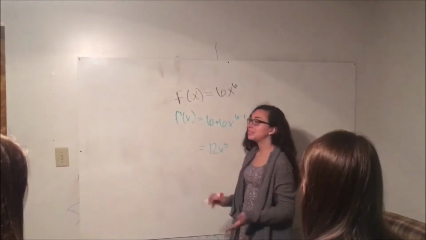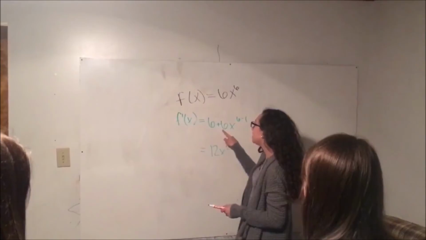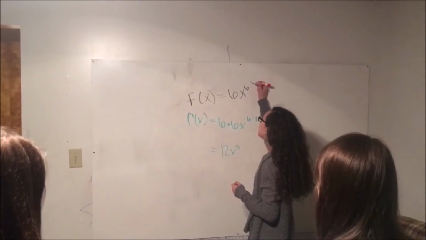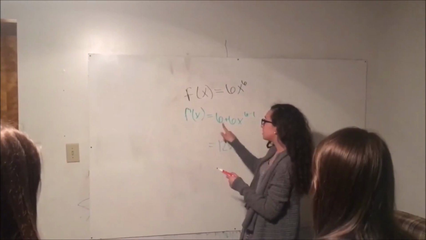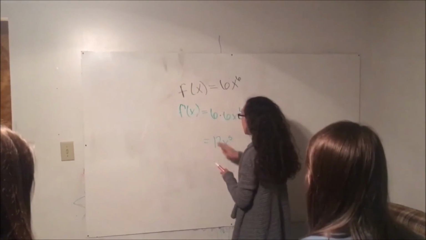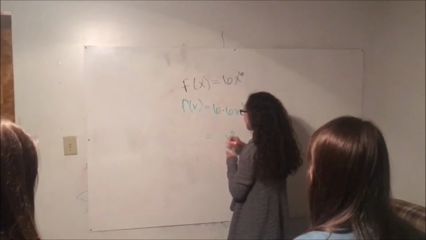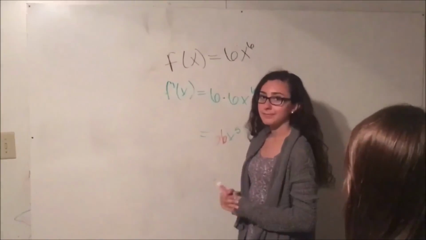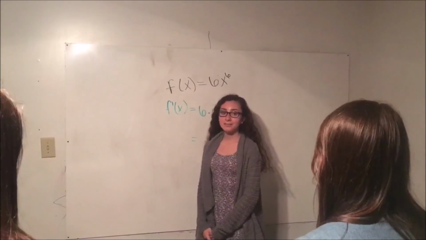To correct this problem, instead of adding the two, you're going to want to multiply them. You're supposed to multiply the exponent by the coefficient. So instead of doing 6 plus 6, you're going to do 6 times 6. And that's going to give you 36x to the 5th power. Everyone got it now? Yes, we learned the power rule.